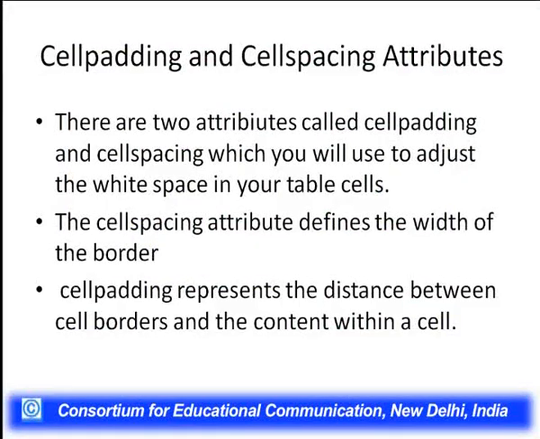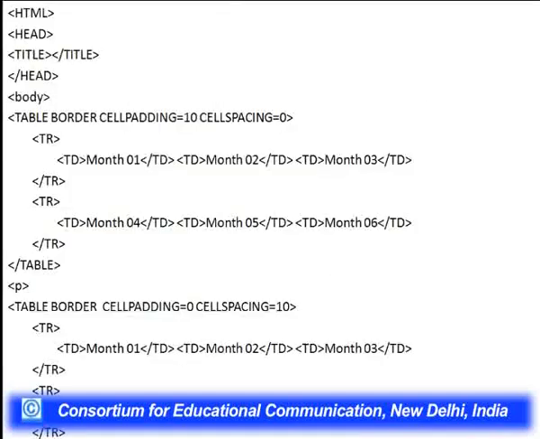So, this can be controlled using two attributes of the table tag, that is cellpadding and cellspacing. Cellpadding basically represents the distance between cell borders and the content within the cell, and cellspacing defines the width of the border. So, these will adjust the white space in the table cells. I will show you an example of how this is done.